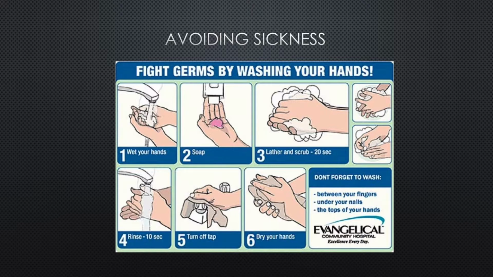And then you want to grab a paper towel, whatever you're using, and turn off the tap using that paper towel. And then you want to dry your hands after. So that's just some ways to wash your hands. And it's also important, for about 20 seconds, a good rule is singing happy birthday twice.